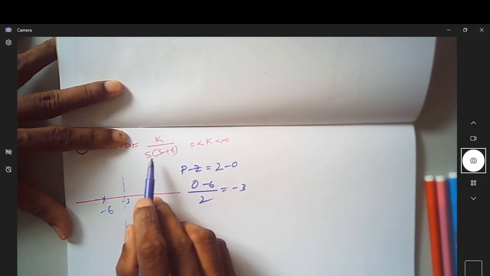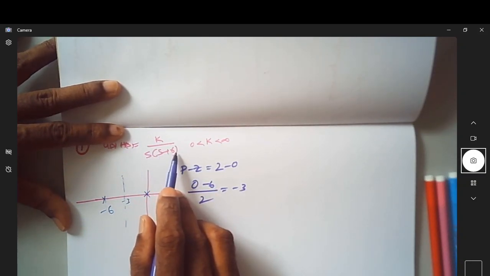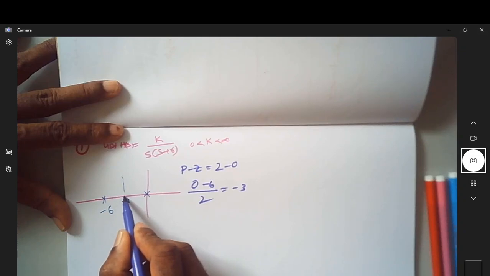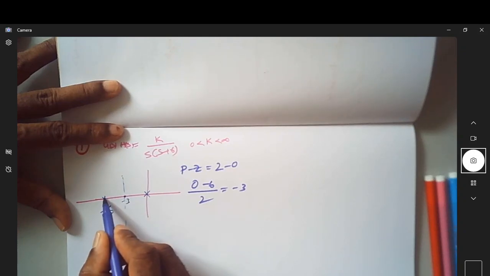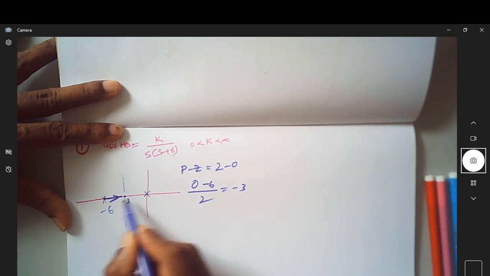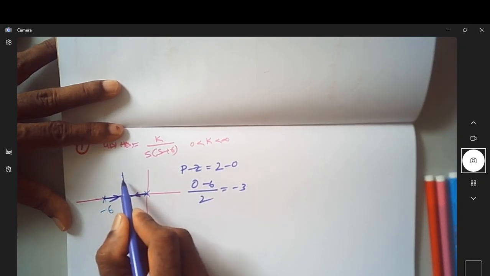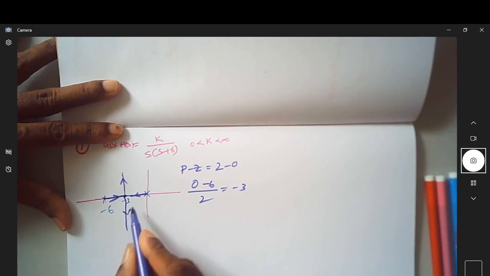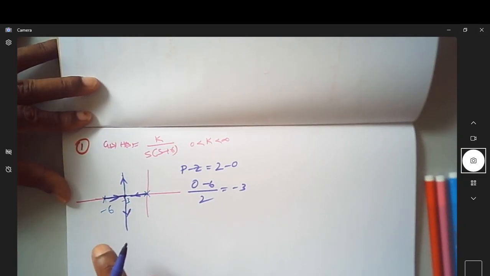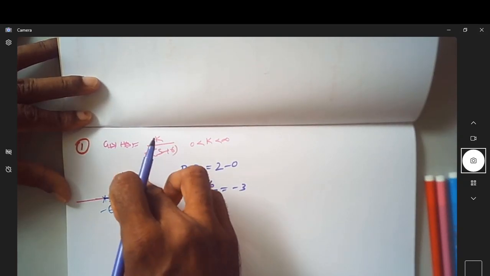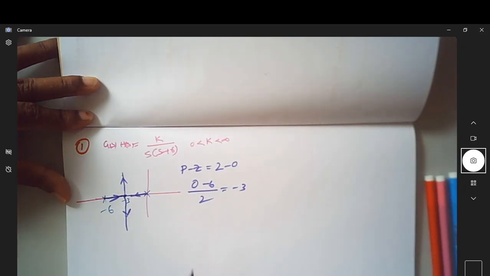We also know that if you have only two poles, the breakaway point will be exactly at the midpoint of these two. So it will break here. The prediction is that it goes this way, and in the opposite direction, they break here, and then it goes like this. This is the predicted root locus. It is taken care of by the asymptotes to go to infinity.